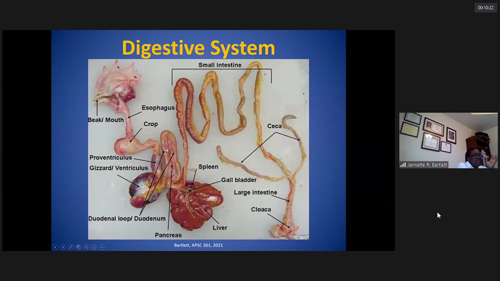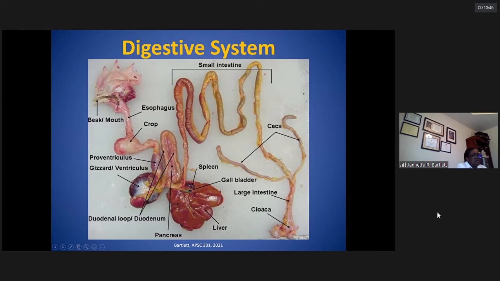So inside of this loop, the duodenal loop, you're going to find the pancreas. And later, we're going to talk about what the purpose of the pancreas is. So the small intestine starts with the duodenum, which is the first part of the small intestine. And within the duodenum, the duodenal loop is the pancreas.